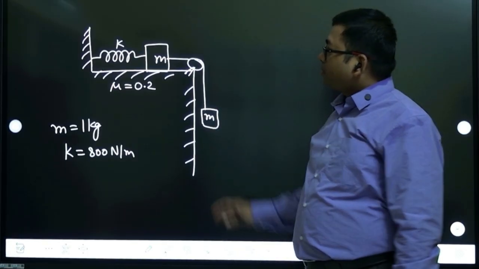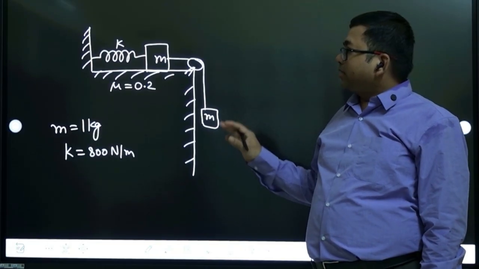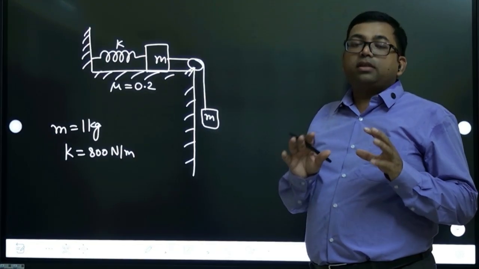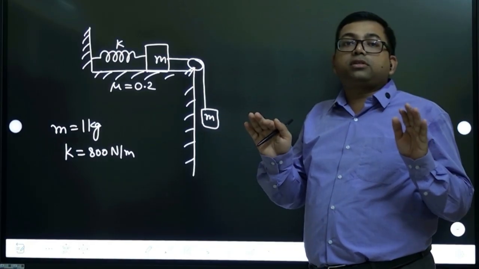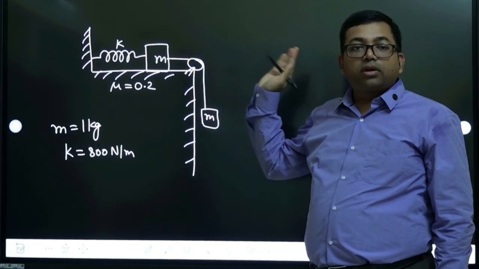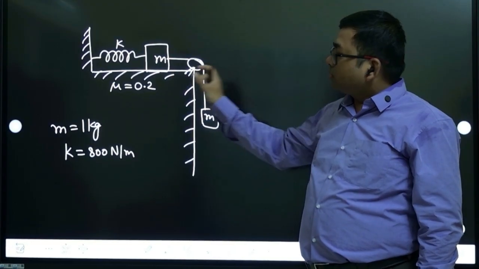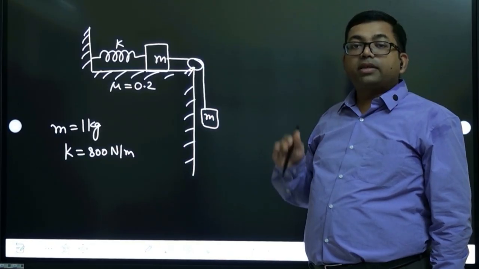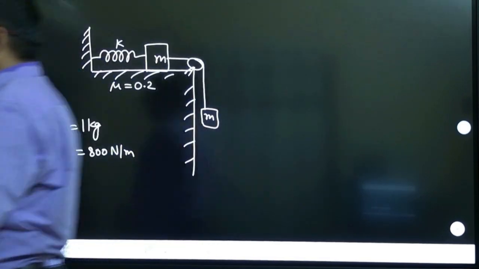Okay, so suppose there is a block which is connected with a spring, and let us say initially there is no elongation in the spring, and then you release this block. As soon as you release the block, the spring will start elongating. Why? Because this block will fall down, that will go this side, so the spring will start elongating. The question is, what is the maximum elongation?